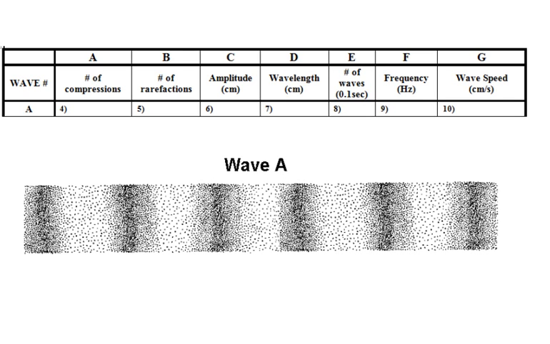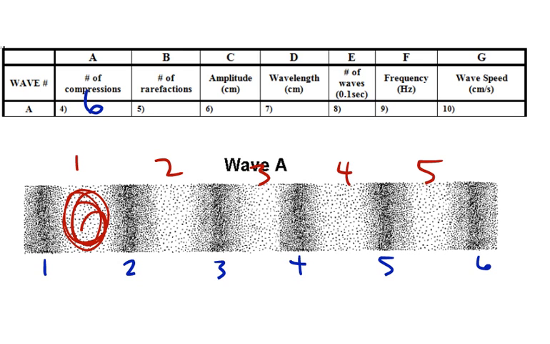So the first thing in this, you were asked to count the number of compressions, so the bunched areas. That's 1, 2, 3, 4, 5, and then 6. So 6 compressions. Number of rarefactions. Okay, so the rarefactions are the spread out parts. So that's 1, 2, 3, 4, and 5. So we would put our 5 for number of rarefactions.